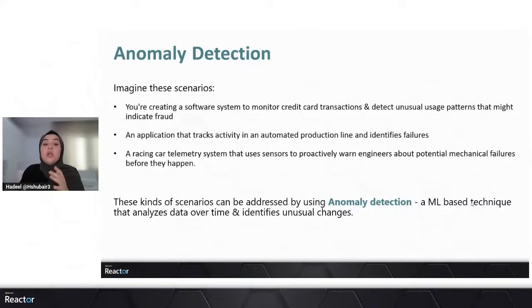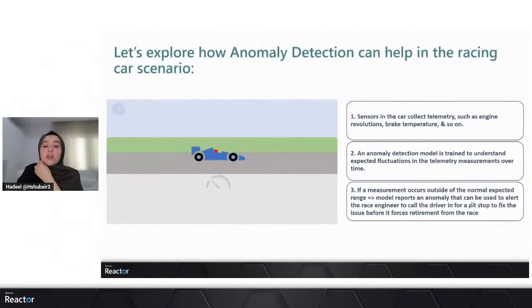Or let's say you have an application that tracks activity in an automated production line and identifies any errors or failures that happen. This is all done by anomaly detection, which is a machine learning based technique that analyzes data over time and identifies unusual changes. So when it comes to detecting unusual usage patterns, or indicating fraud, this is where anomaly detection is used.